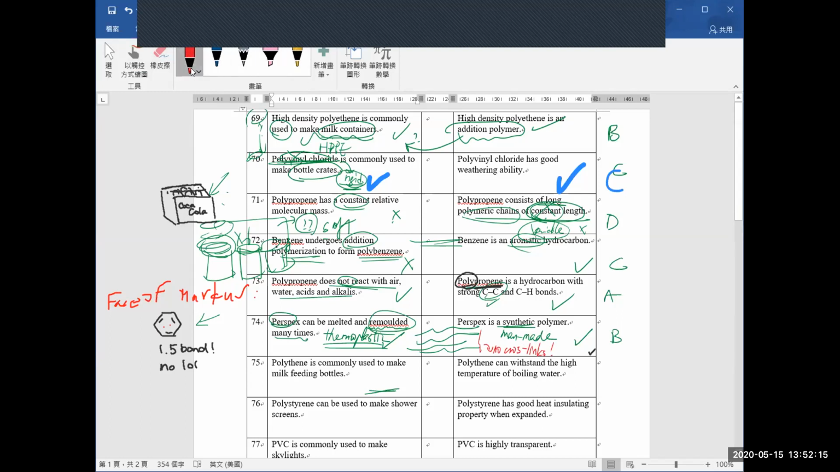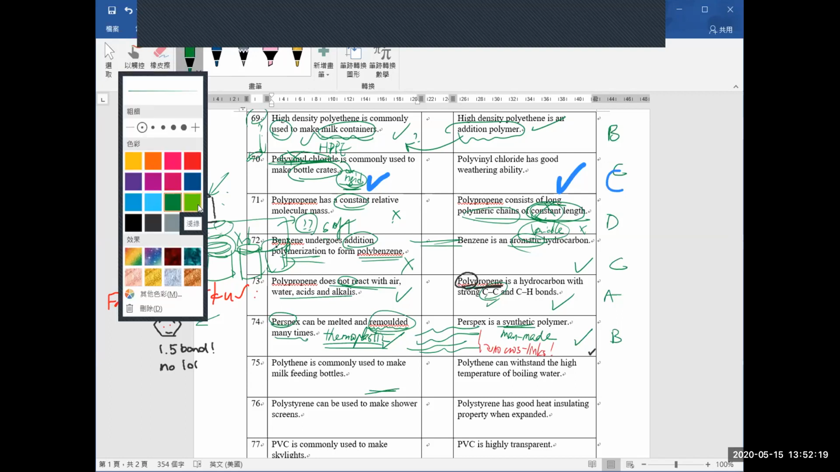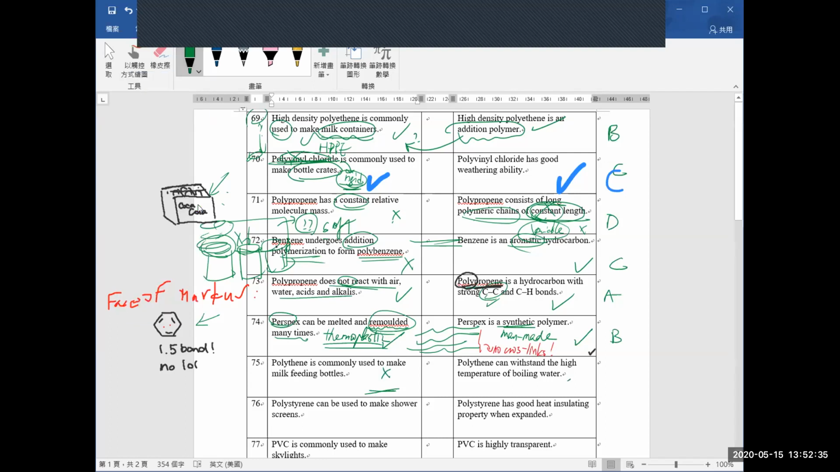Now 75. Chen Wang. Polyethylene is commonly used to make the milk feeding bottle. Polyethylene can withstand the high temperature of boiling water. Cross, and also cross. Okay, both they are wrong. Polyethylene cannot withstand high temperature of boiling water. What will happen to polyethylene when I put it in boiling water? It will melt and change the shape, right? Withstand means the shape will not be easily altered, but of course it's not. They will change the shape. Because again, it is a type of thermoplastic.